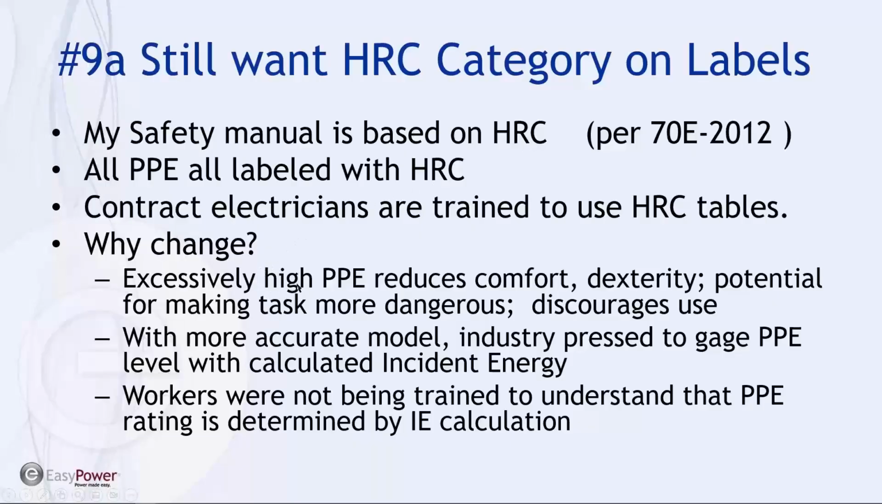As a result of the guard banding that was involved, it very often required much more PPE than was necessary for a specific task. And as a result, it discouraged the use of PPE, and the result was counterproductive to what we were trying to do. Rather than more safety, we were actually encouraging people to ignore the results. So with a more accurate model in 2018, the industry pressed to gauge the PPE level with the calculated incident energy. So workers were not being trained at the time to understand the PPE rating was determined by the incident energy calculation.